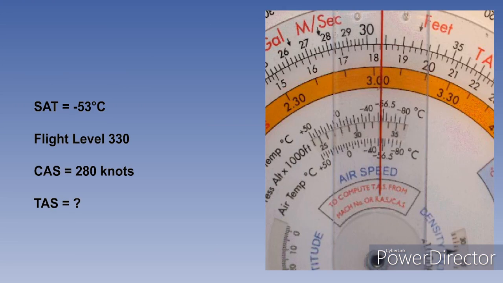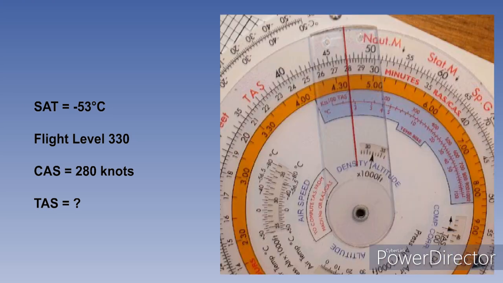Start by setting minus 53 degrees Celsius against flight level 330 in the airspeed window. Then find 280 knots CAS on the inner scale. What uncorrected TAS does this give you on the outer scale? This gives a TAS of 472 knots.